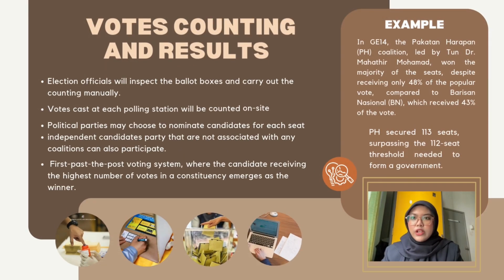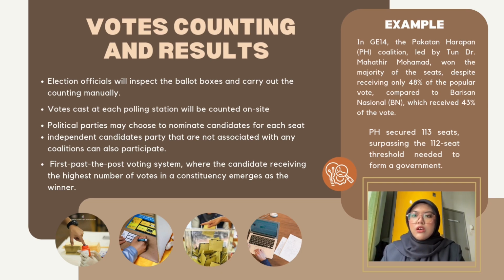The next point is vote counting and results. After voting ends, election officials will count the votes manually at the polling station. Political parties may choose to nominate candidates for each seat, while independent candidates, who are not associated with any coalition, can also participate. This is because Malaysia has 222 parliamentary seats, and in a general election, political parties and independent candidates can nominate candidates for each seat.